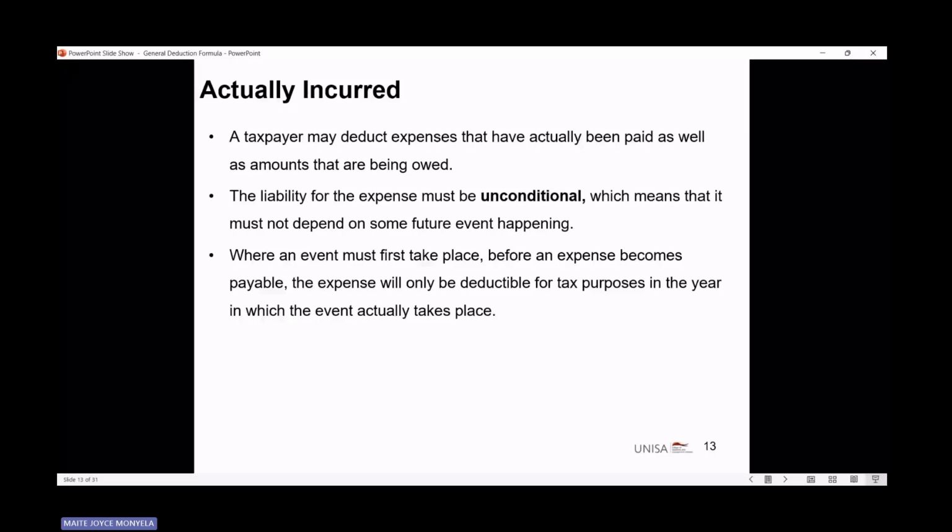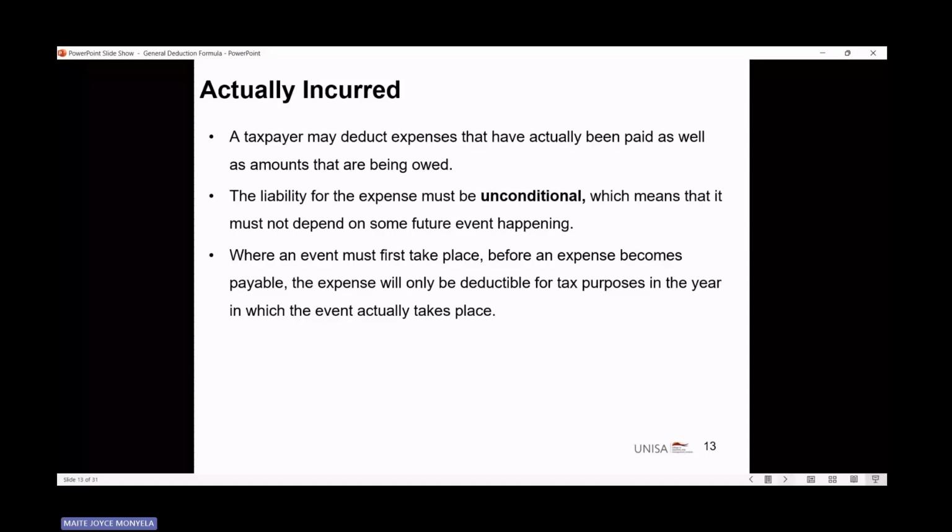This is very important because the event must take place before expenses become payable. And the expense will only be deductible for the purpose of the year in which the event takes place. Remember the year of assessment. The event must take place in the year of assessment.